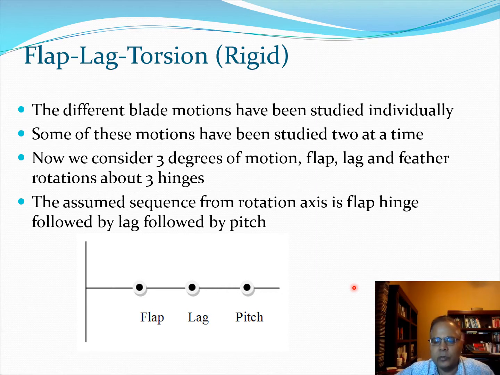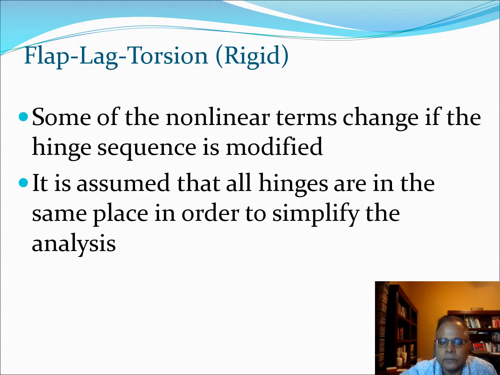Now the equations of motion would change depending on the hinge sequence. Some people did research on this long time ago and they found this out. So essentially the sequence of hinges we will presume is that flap is first, that is closest to the root, then lag, and then pitch. Now some of the nonlinear terms do change if the hinge sequence is modified, so that's why it's important to keep that in mind.